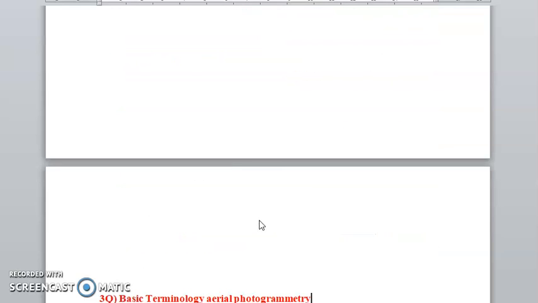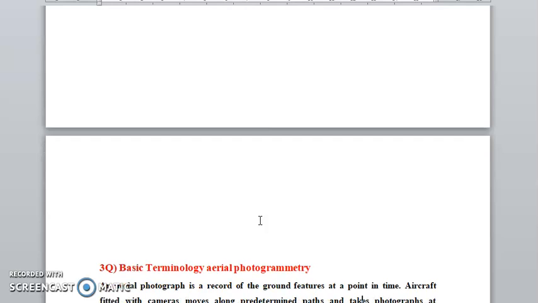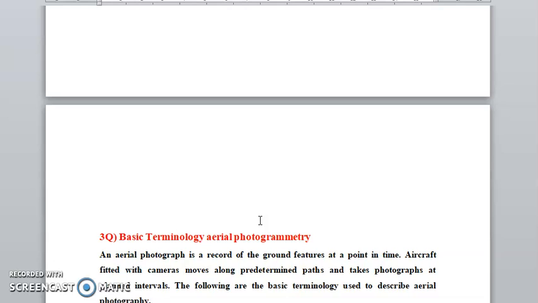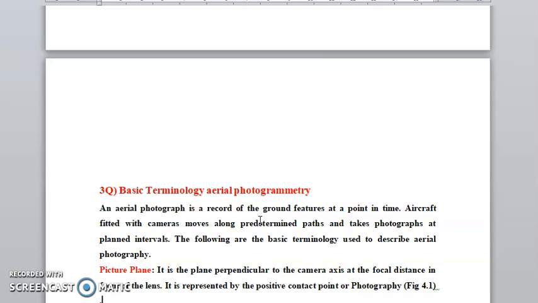Now, basic terminology of aerial photography. Third question: basic terminology of aerial photography. Aerial photography is the record of the ground features at a point in time. An aircraft fitted with cameras moves along the flight path and takes photographs at planned intervals. The following are the basic terminology used to describe aerial photography.